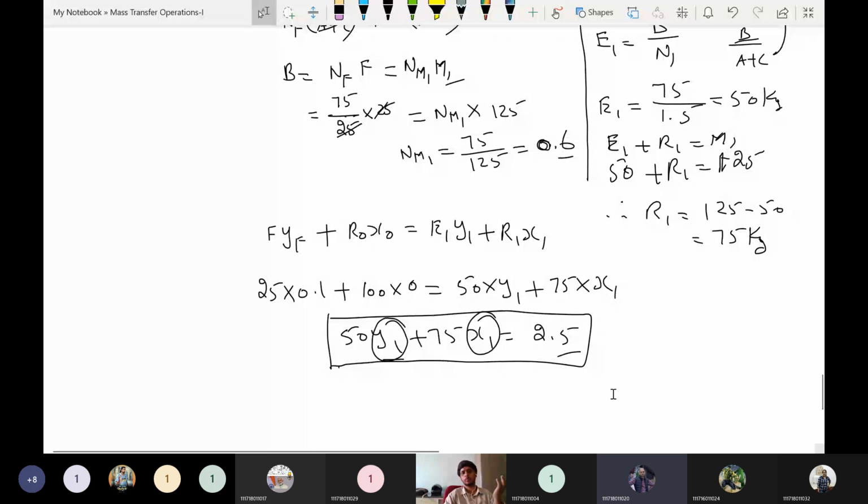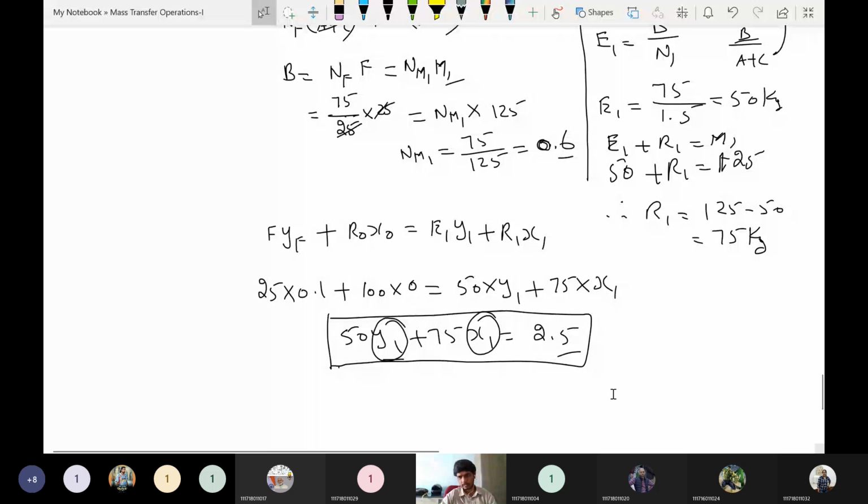It is clearly understood from this equation that there are two unknowns and only one equation. So we cannot solve this equation. From this we can stop this one. This is concerned with the single stage operation.